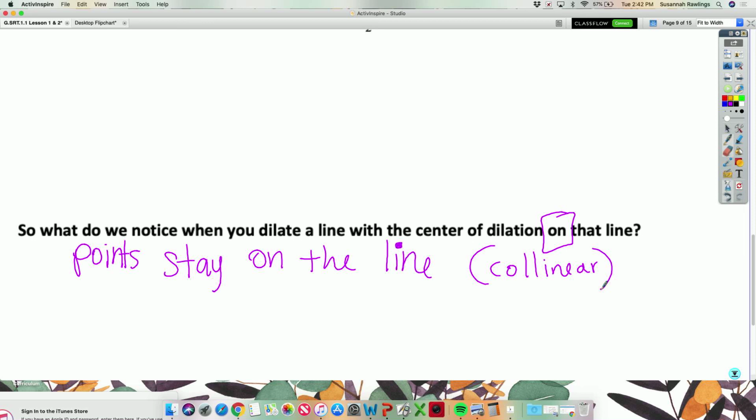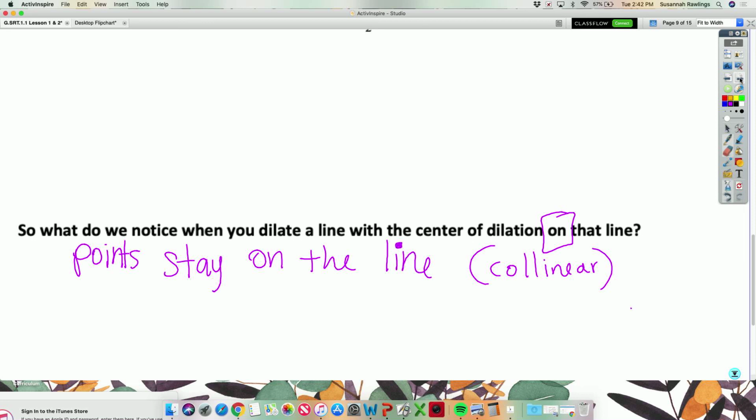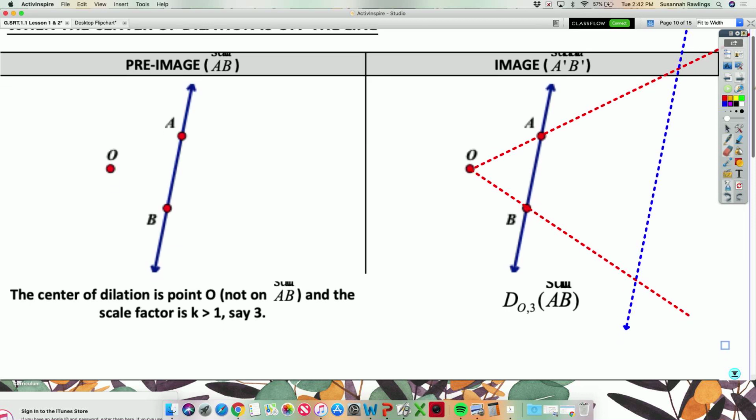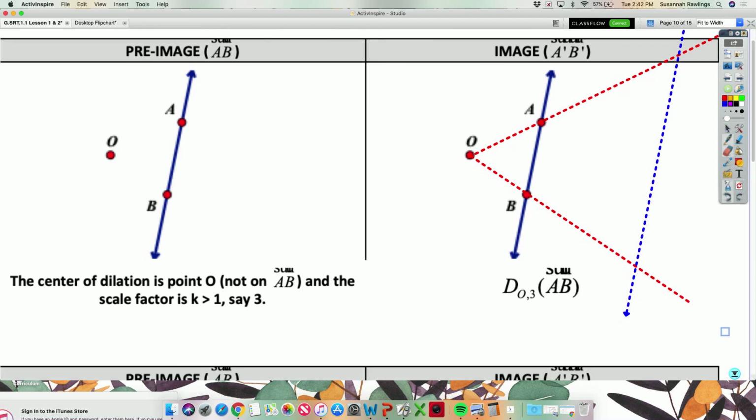Okay, flip to the back. This is where you will need your ruler. Okay, so on the image side, we see that this is when the center of dilation is off of the line. So if I look at my pre-image, my point O, where I'm starting from, is off of that line. So we're going to see the difference here. The goal is we don't want it, or it won't stay on the line like our other one. So my scale factor that they gave us was 3. So it should be tripling in size.